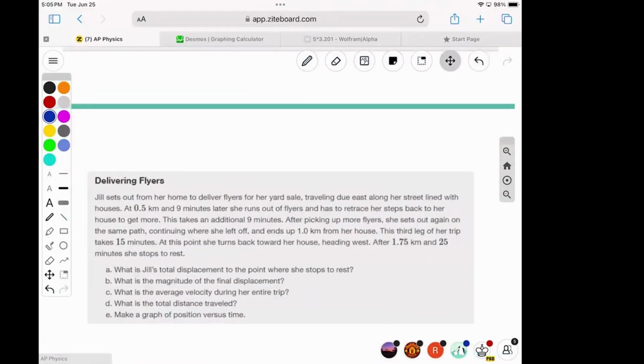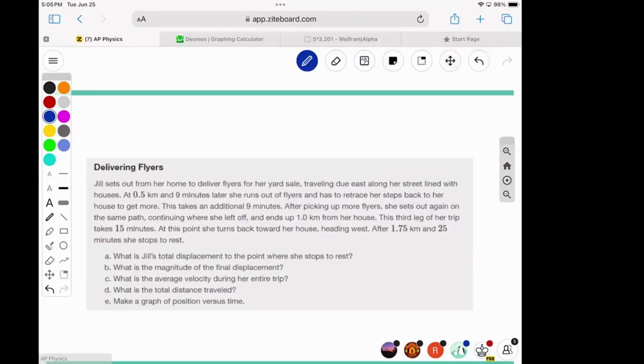So let's take a look at this problem. Jill sets out from her home to deliver flyers for her yard sale, traveling due east along her street lined with houses. 0.5 kilometers and 9 minutes later, she runs out of flyers and has to retrace her steps back to her house to get more. This takes an additional 9 minutes. After picking up more flyers, she sets out again on the same path, continuing where she left off, and ends up 1 kilometer from her house. The third leg of her trip takes 15 minutes. At this point, she turns back towards her house, heading west. After 1.75 kilometers in 25 minutes, she stops to rest.